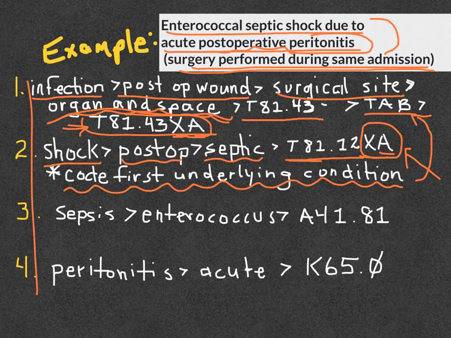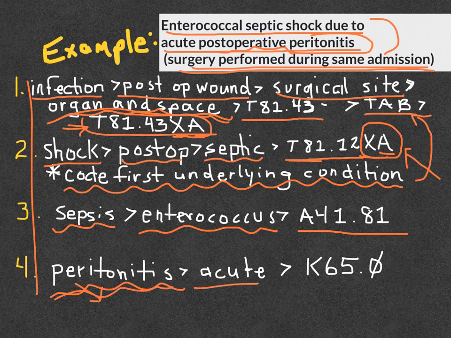Well, what is that underlying organism with the sepsis? So here we just go to the main term sepsis with subterm enterococcus, which leads us to A41.81. And here we're further going to describe the peritonitis, that post-operative infection, as location, the peritoneum, peritonitis, acute, leads us to K65.0. So again, we end up having 4 codes for this particular procedure.